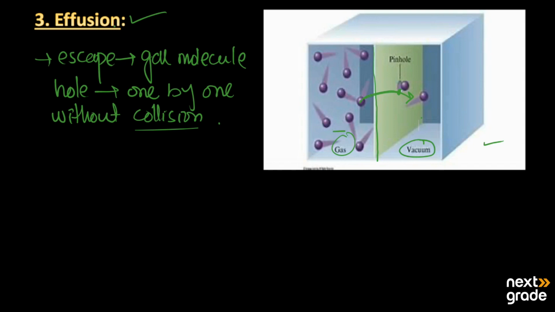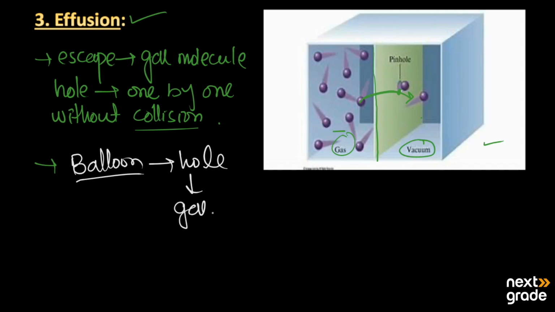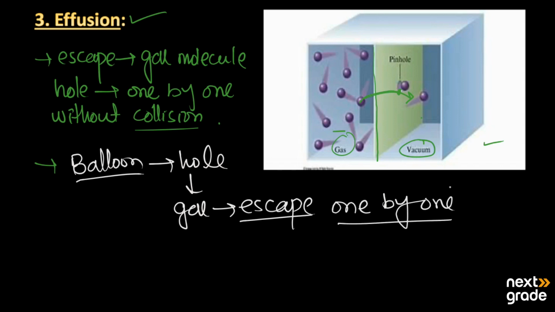Another simple example is if we have a balloon and we create a hole in it. Now the gas molecules start to escape one by one. So this is a daily life example that we notice all around us. The escape of gas molecules from the hole of a balloon is the effusion of the gas molecules.